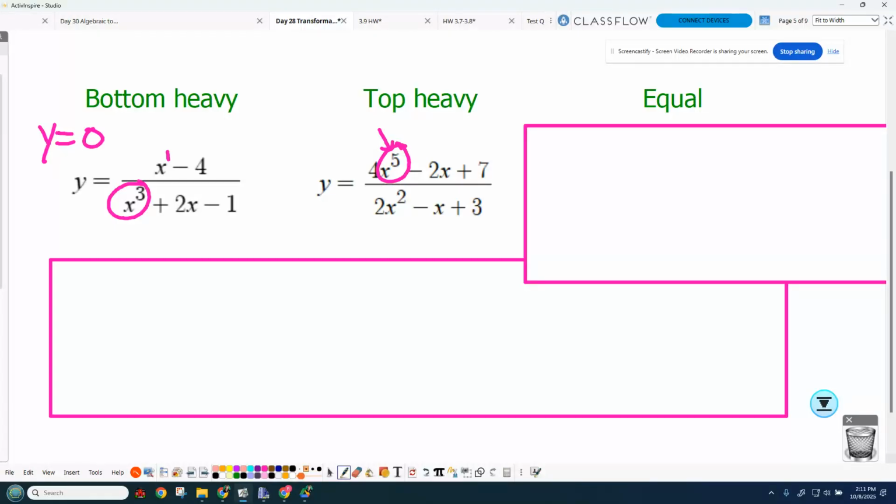And when it's top heavy, do you remember what it was from algebra 2? I forgot, was it the vertical asymptotes? No, we're going to do vertical asymptotes in about a split second. If it's top heavy, there's no horizontal asymptote. So if it's bottom heavy, y equals 0. If it's top heavy, ain't got no horizontal asymptote.